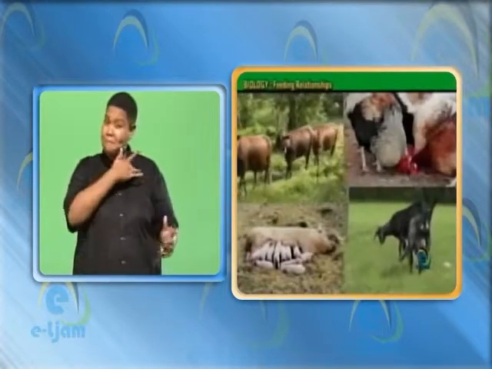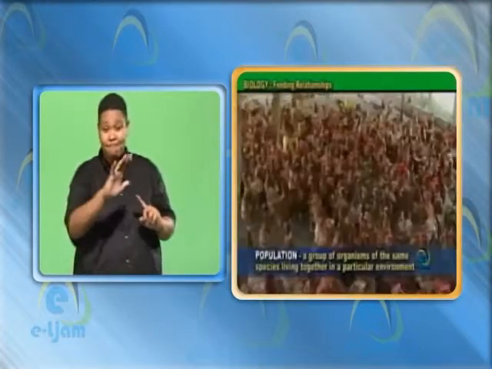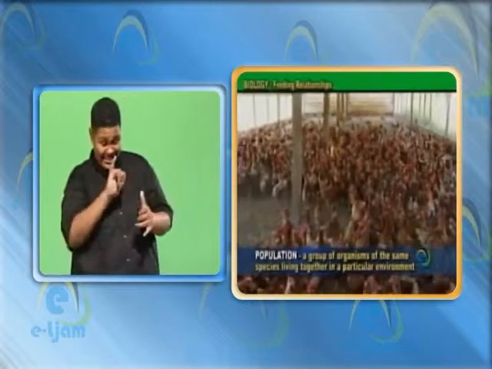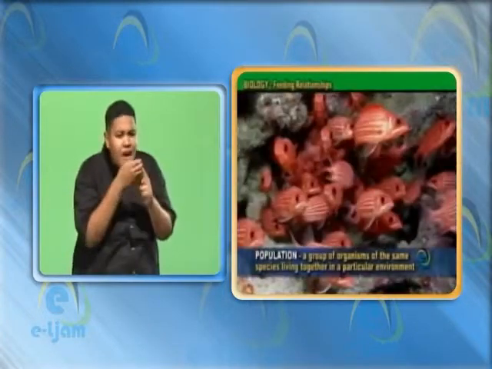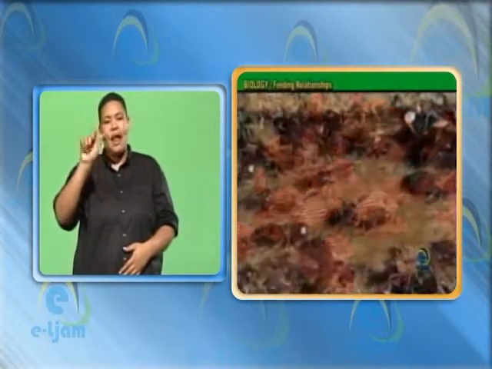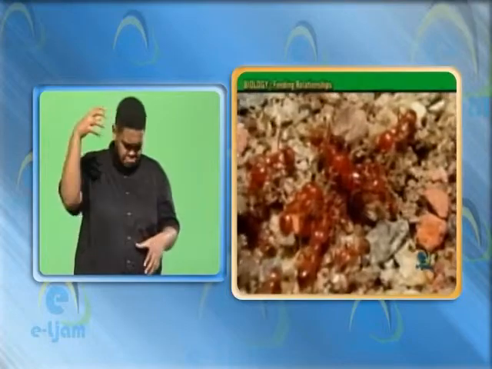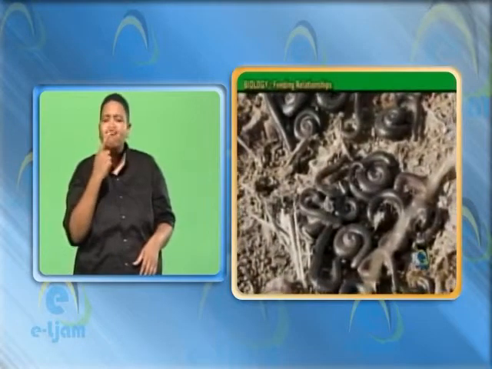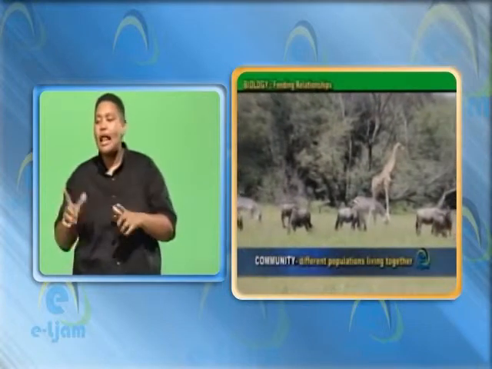Usually, different types of organisms live in the same environment. A group of organisms of the same species living together in a particular environment is called a population. For example, in a log there may be a red ant population or a millipede population. Different populations living together make up a community.